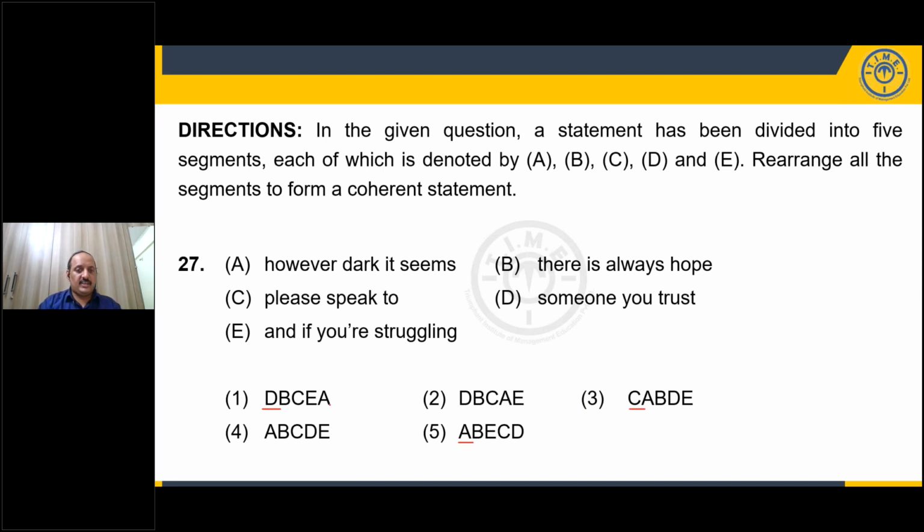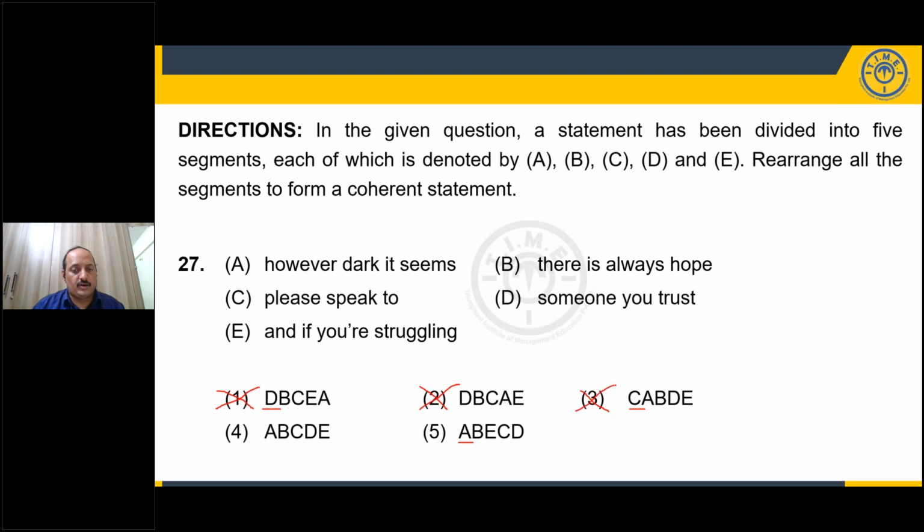Okay. So let's check with D, B, C, E, A. Someone you trust, there is always hope, but there's no connect between D and B. So 1 gets eliminated. On the same lines, 2 also gets eliminated. Now let's check 3. Please speak to, however dark it seems. There's no connection between C and A. So 3 also gets eliminated.